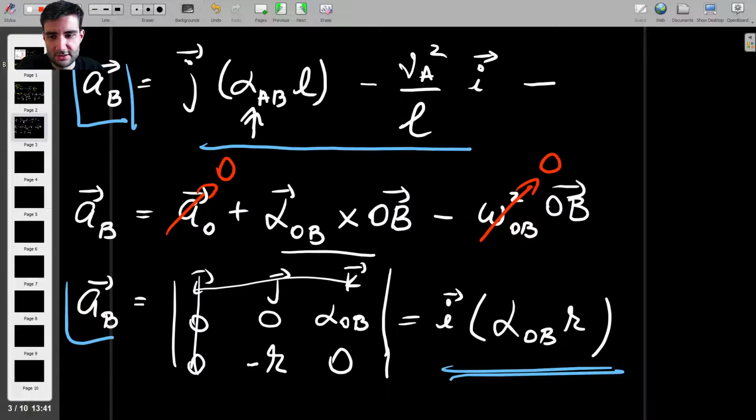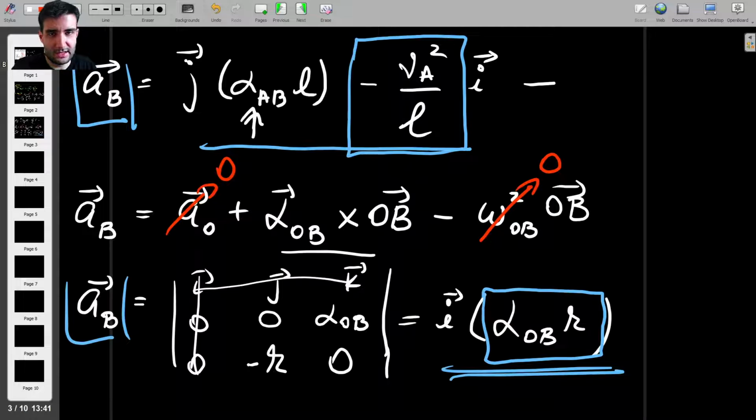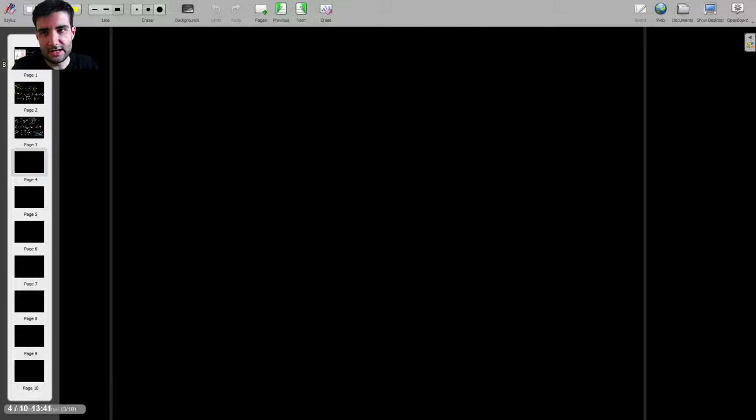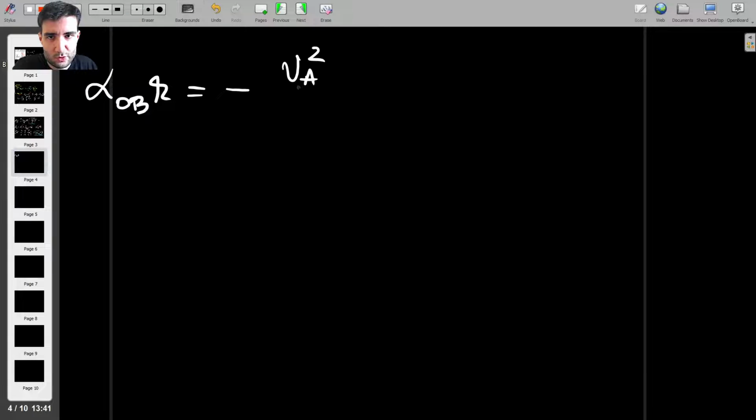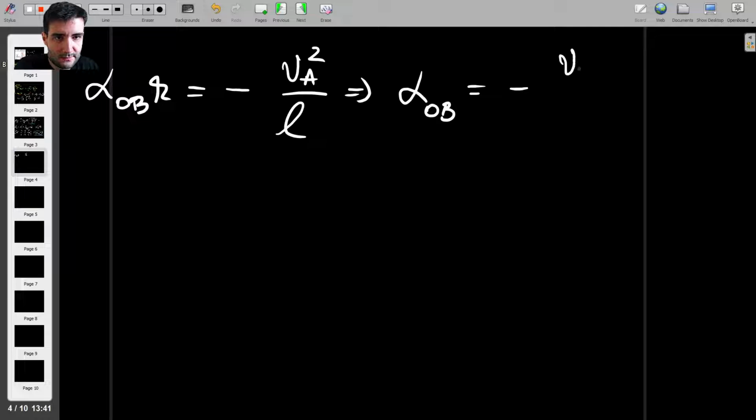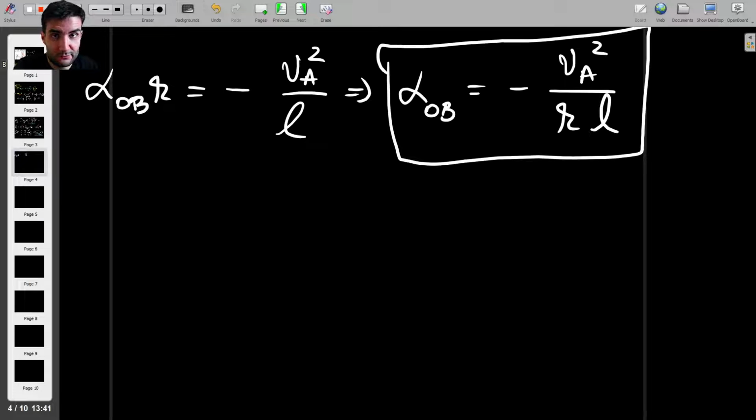Okay, so we have the acceleration of B expressed like this, and the acceleration of B expressed like this. But those two accelerations have to be exactly the same, which means that the i component of acceleration of B has to be equal to the i component of the acceleration of B, which means that the angular acceleration of the vertical link OB times R is equal to minus VA squared over L, which finally tells us that alpha OB is minus VA squared over RL. And that's exactly what we have to show.